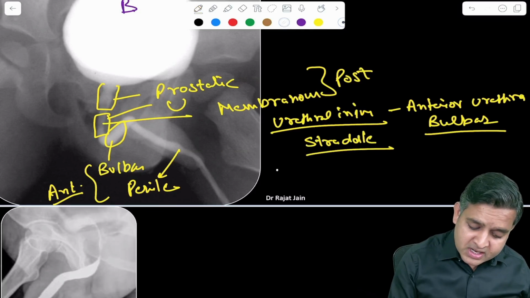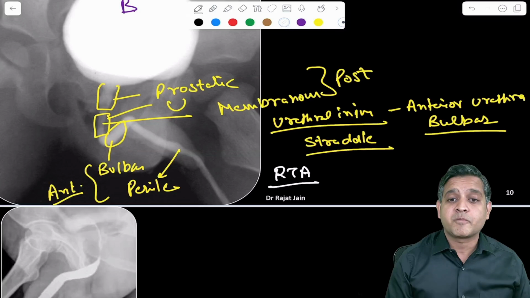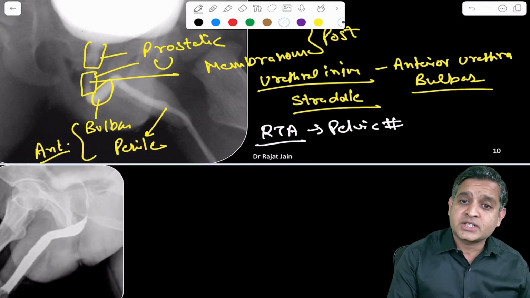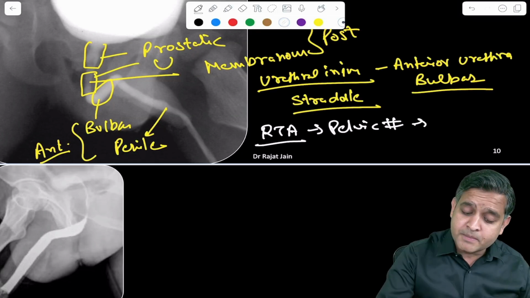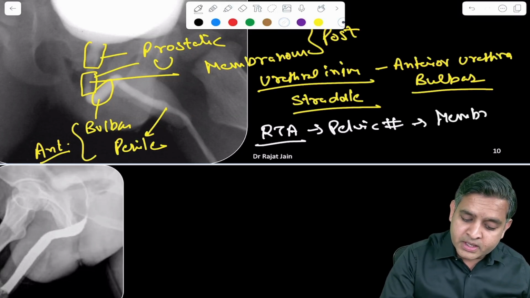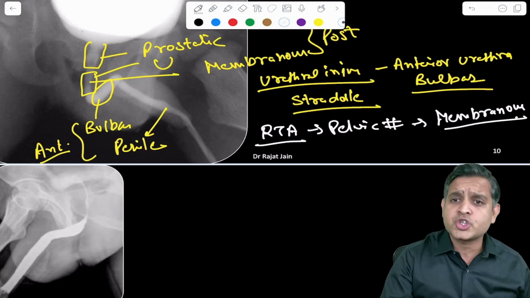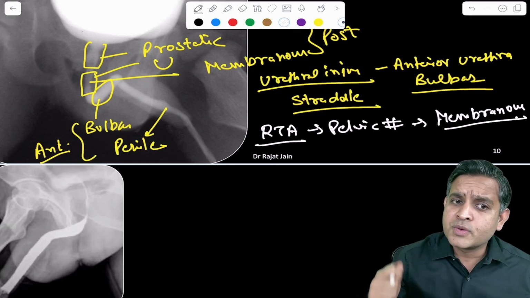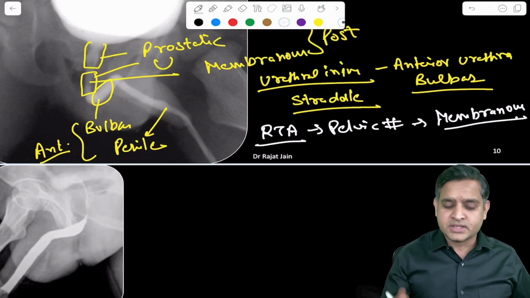But if the urethral injury is happening secondary to an RTA, RTA leads to pelvic fracture. And if there is a pelvic fracture, which is the preferred or common part of the urethra to be injured? Membranous urethra. So look at the question, what is given in the question, and according to that you're going to select the best possible answer for that.